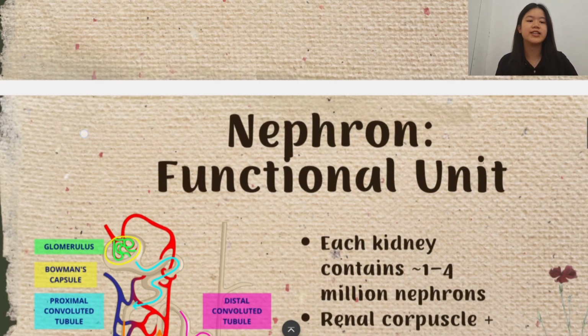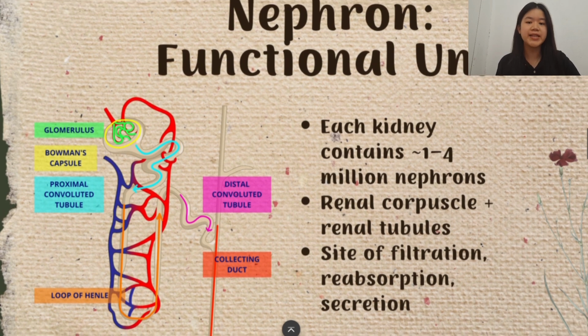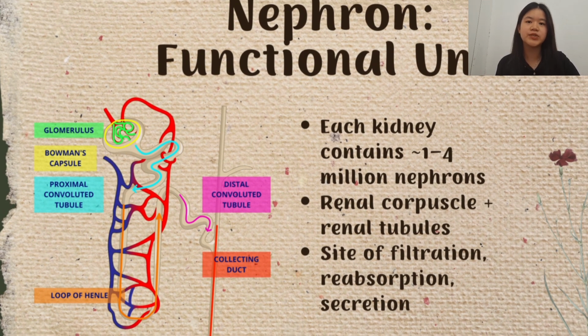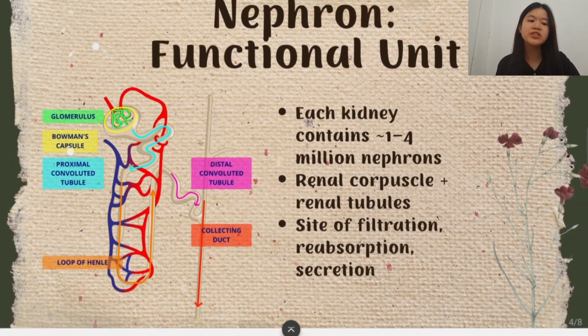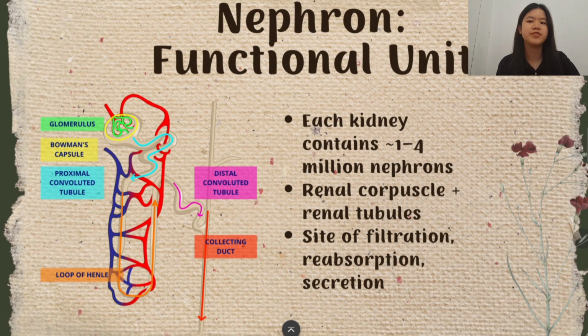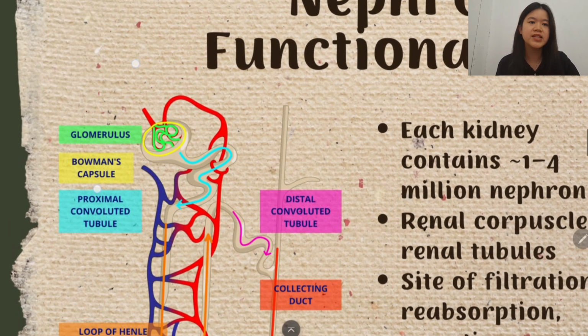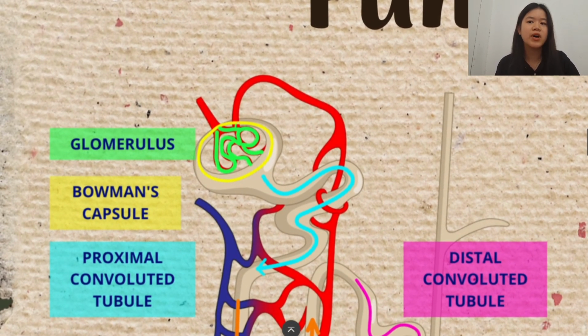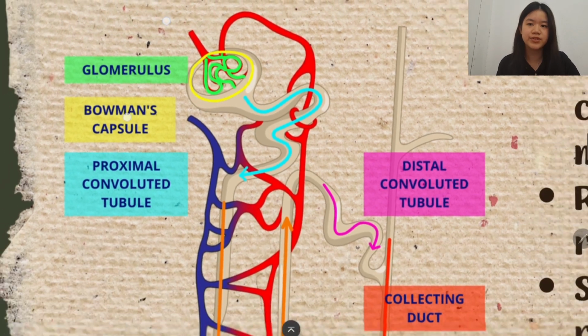Next, let's take a look at the nephron. The nephron is the basic structural and functional unit of the kidney. Each kidney contains approximately 1 to 4 million nephrons, which work together to perform filtration and urine formation. Each nephron begins with the renal corpuscle, which consists of the glomerulus and Bowman's capsule. The glomerulus is a network of capillaries where filtration occurs, while Bowman's capsule collects the filtrate.